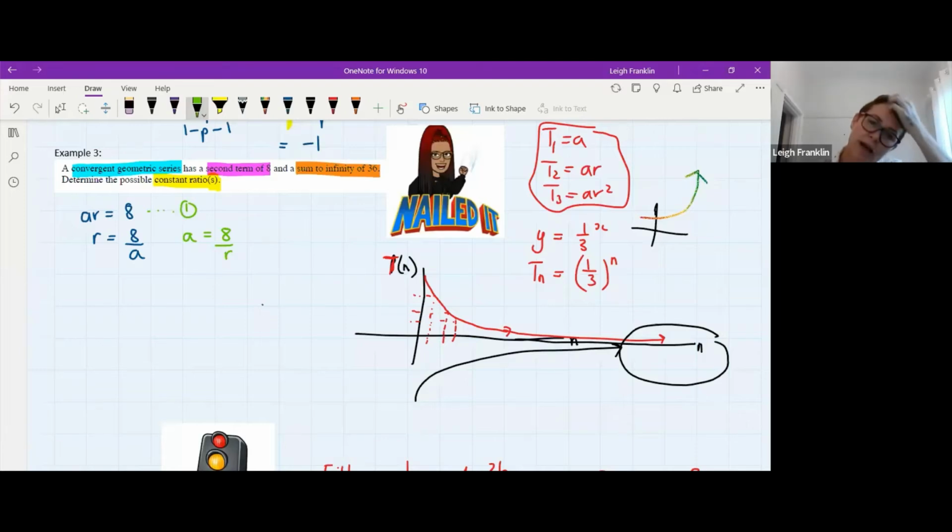How am I going to write the sum to infinity is 36? Does anybody know how I would do that? How would I write the sum to infinity is 36?